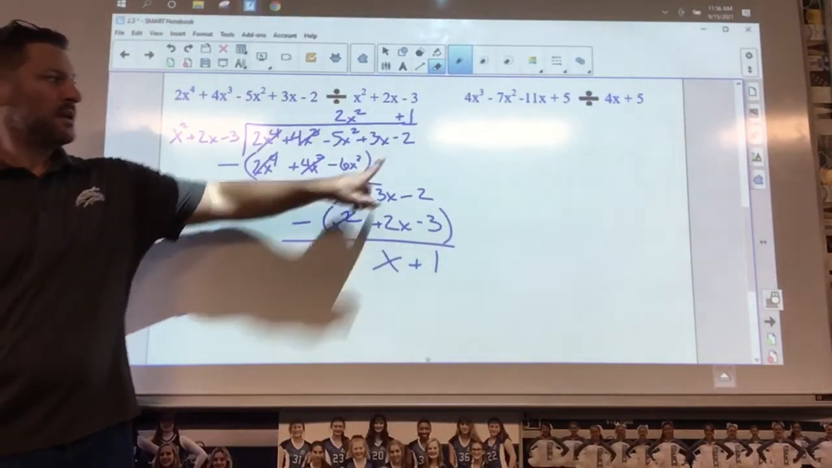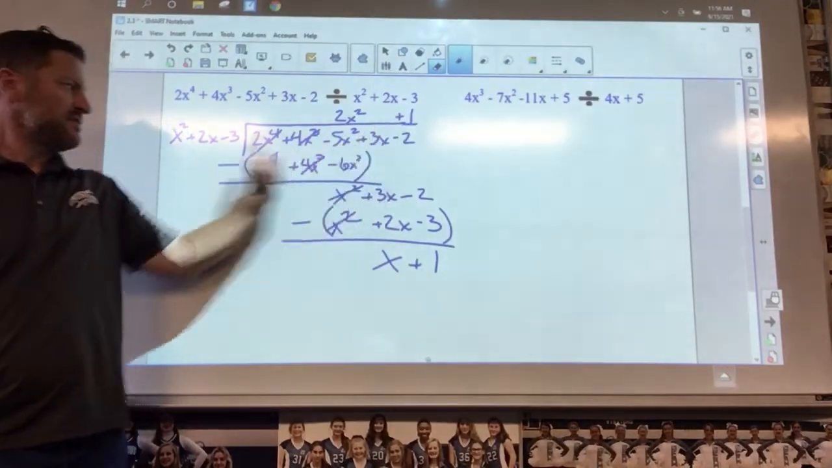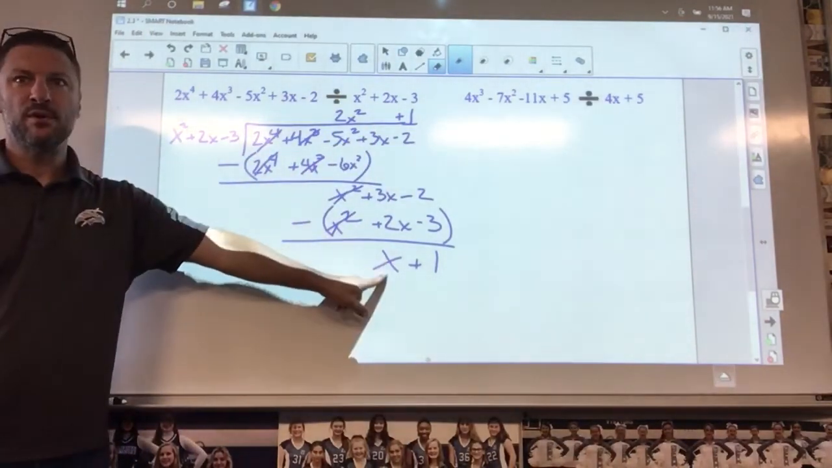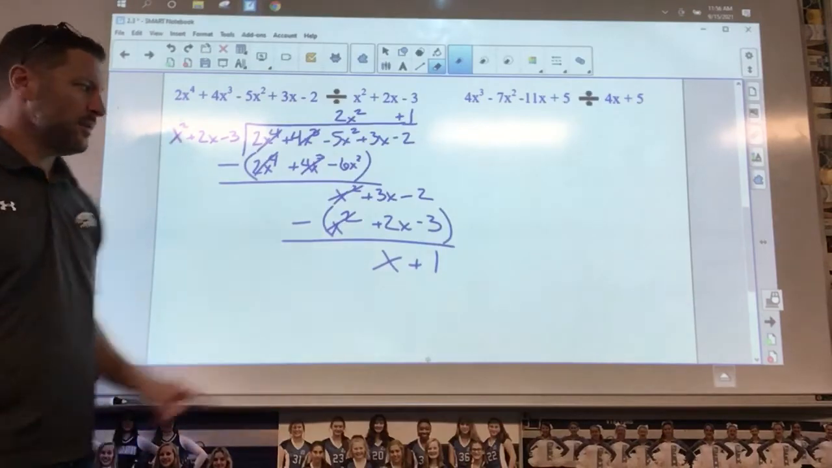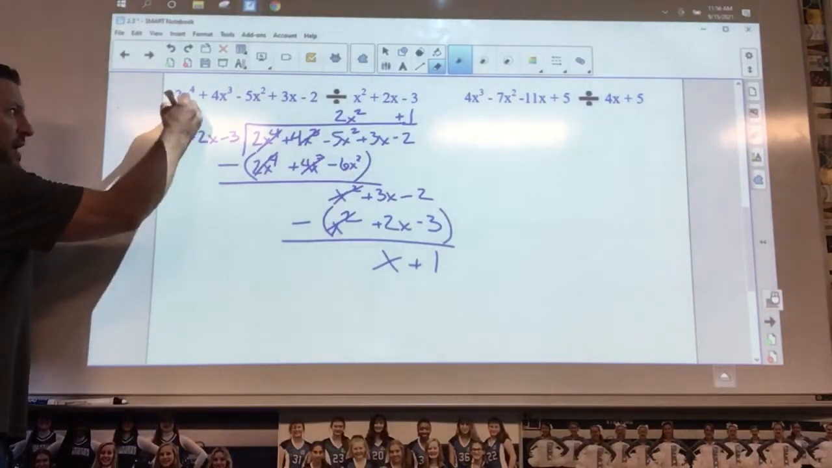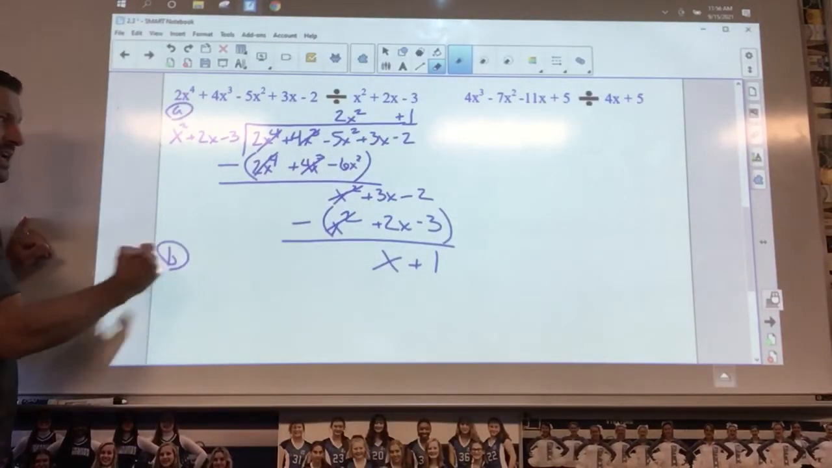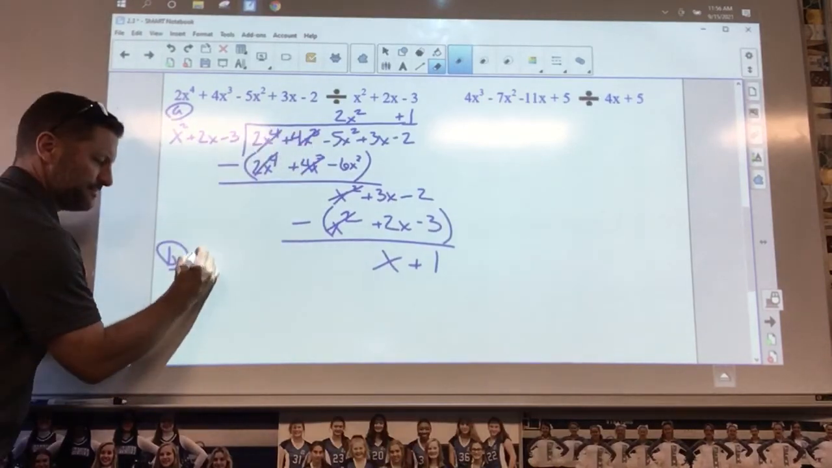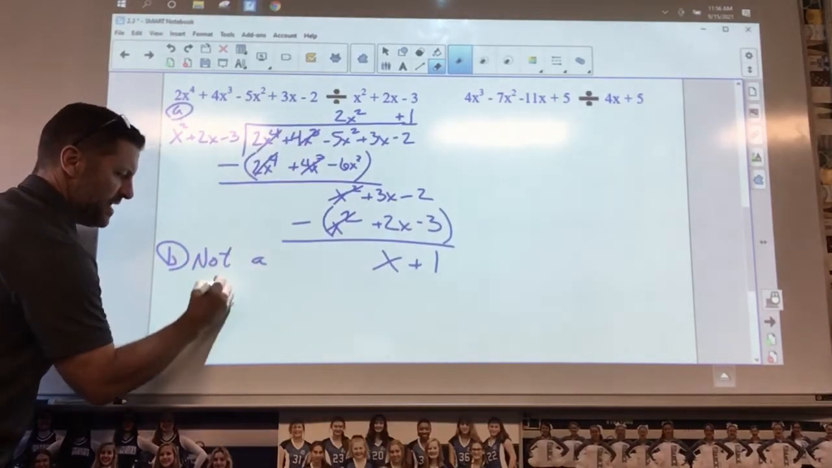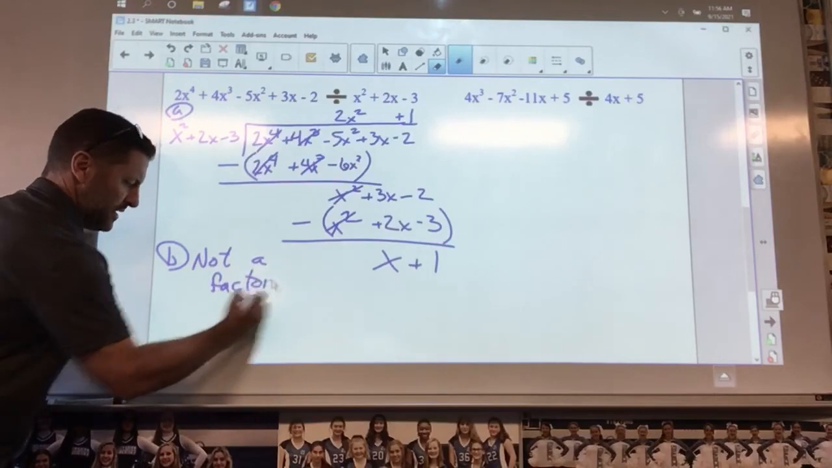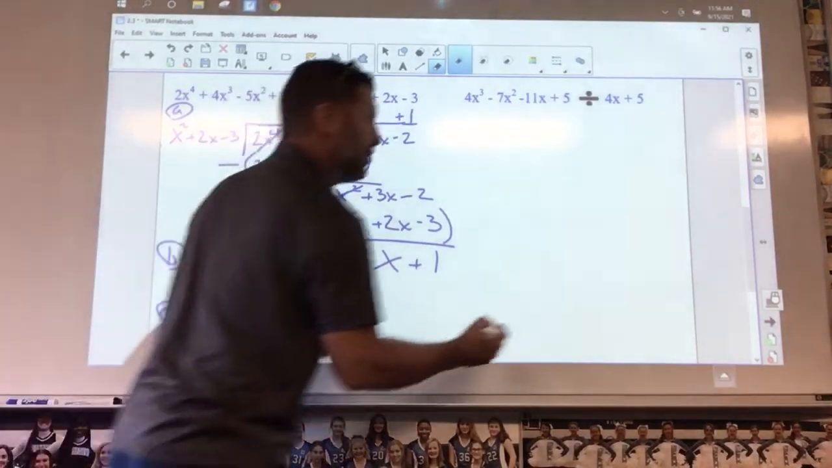How do I know I can't go any farther? A couple reasons. One, I got to the end of my column. And two, that exponent is bigger than that exponent. I can't do anything. That was part A. We had to use that division. Part B, is this a factor of this? No. Not a factor.